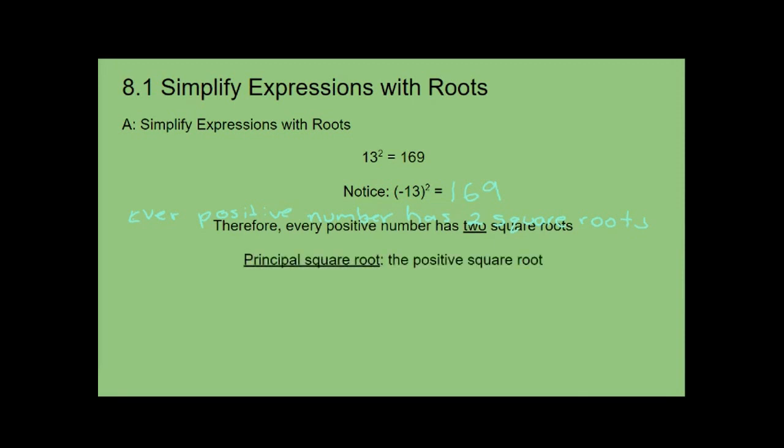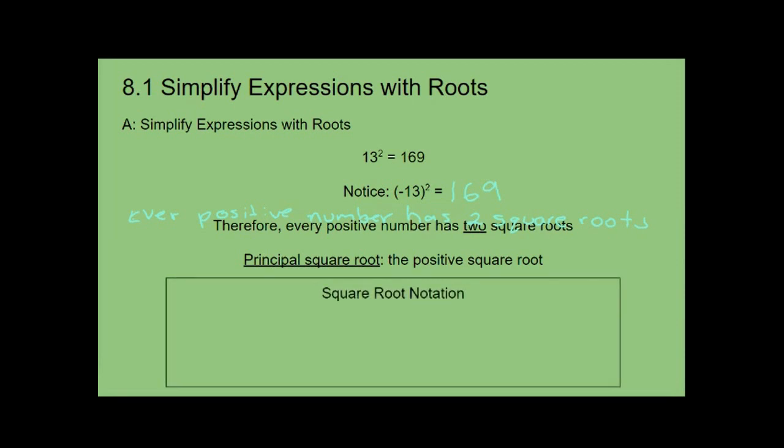The principal square root is the positive square root. A lot of times you're only interested in the positive, you don't care about the negative. For example, if you're trying to find the hypotenuse of a triangle and you're using the Pythagorean theorem, you're going to have to take the square root, but the side of a triangle can't have a negative measurement, and so you're only concerned with the positive value, and so in that case we use the principal square root.